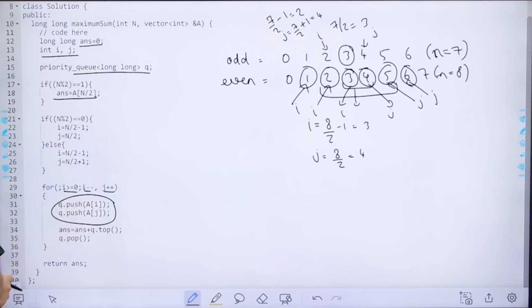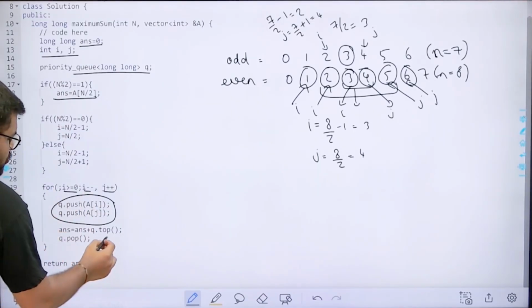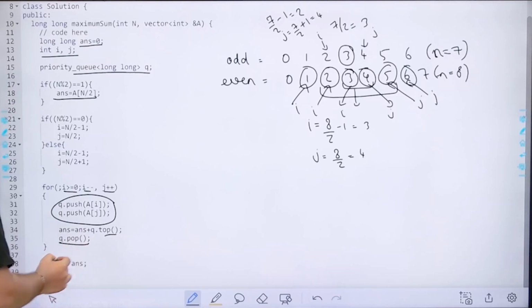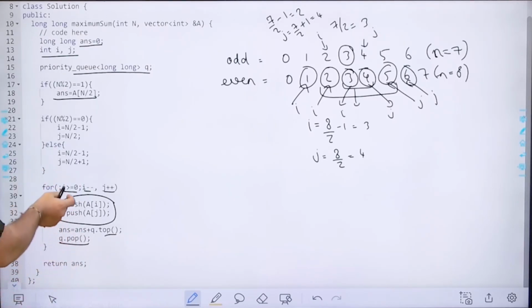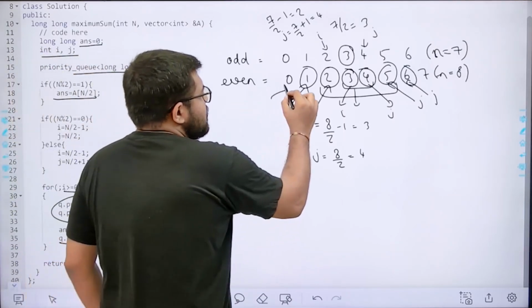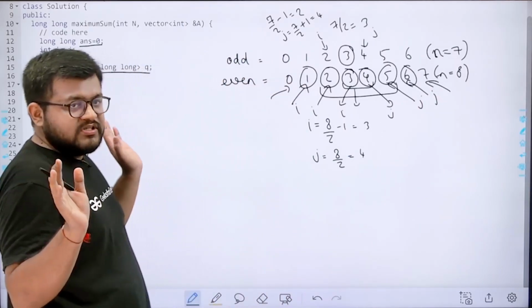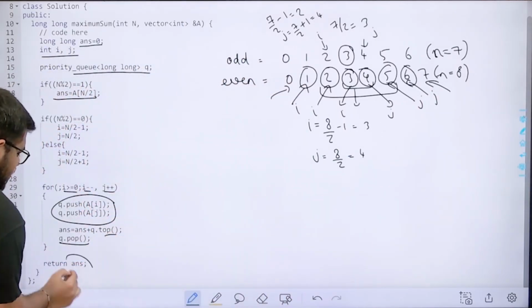So q dot push a of I and q dot push a of j, and answer equal to answer plus q dot top. So the top element of the priority queue will have the maximum value. So we will add it to our answer and we'll pop it out because we cannot select the same player more than once. We'll keep repeating this process until I is greater than equal to 0. So when I will be equal to 0, your j will be equal to n minus 1. Okay, so we have considered all the cases, and finally I'll return answer.